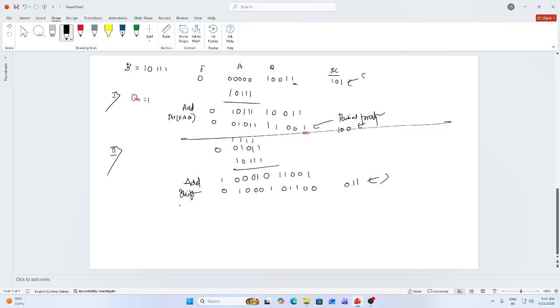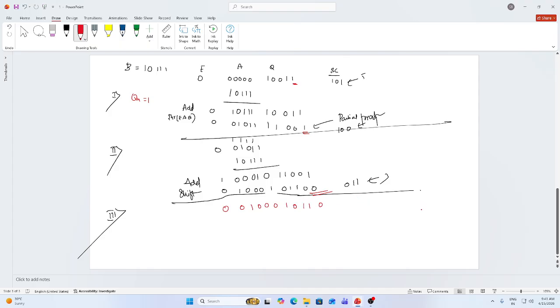Now let us go for the third iteration. In the third iteration, what is the case? Just observe here, this is 0, so 0 means we just need to do the shifting. So just do the shifting. Let me draw with this red pen itself. So 0 0 1, if you just shift this partial product, 0 0 0 1 0 1 1 0.